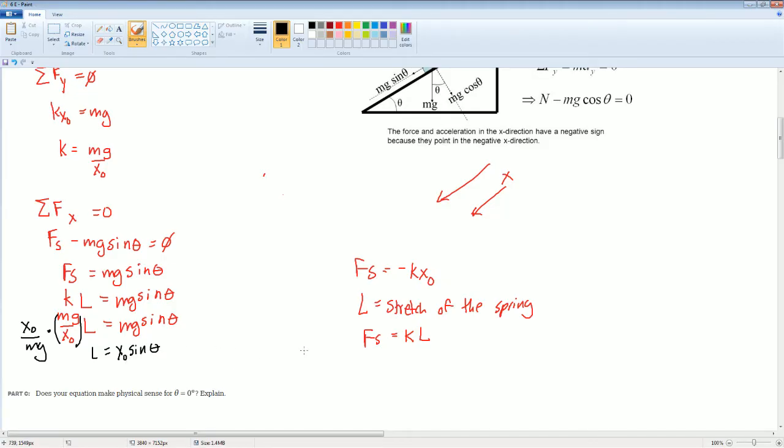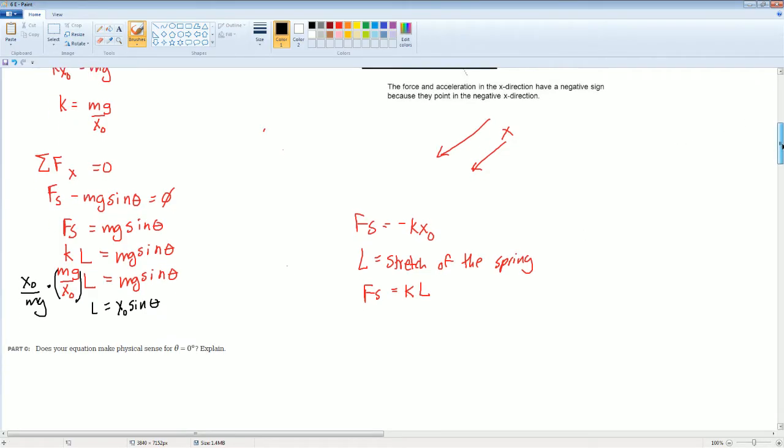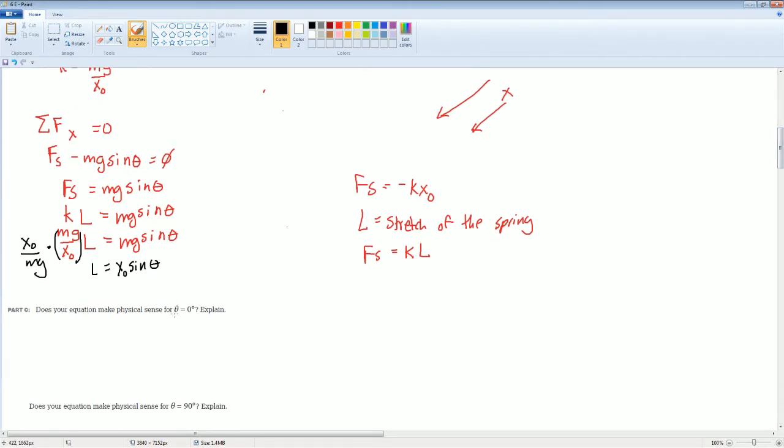Does this equation make sense for when theta equals 0? Let's see what that means. L equals x naught sine of 0. Sine of 0 is basically 0, so it should be equal to 0. Let's see if that makes sense mathematically.